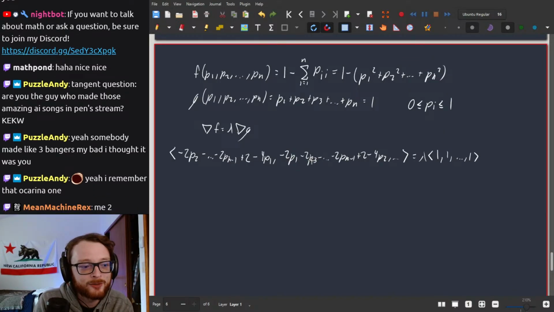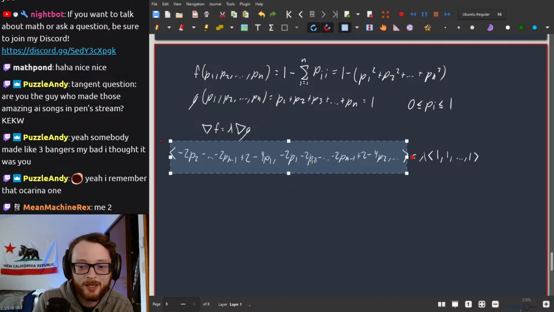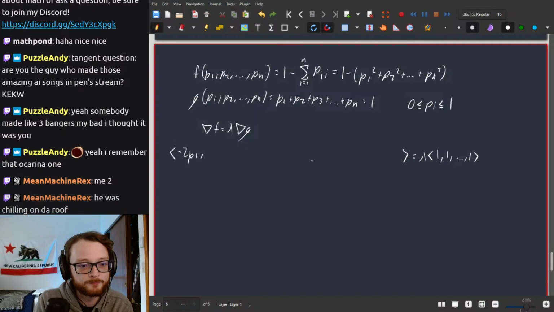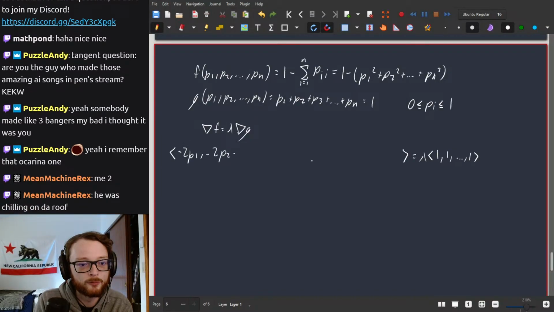Okay, so that's going to change our gradient. It's going to make it a lot simpler, thankfully. Minus 2p1, minus 2p2, dot dot dot, minus 2pn.